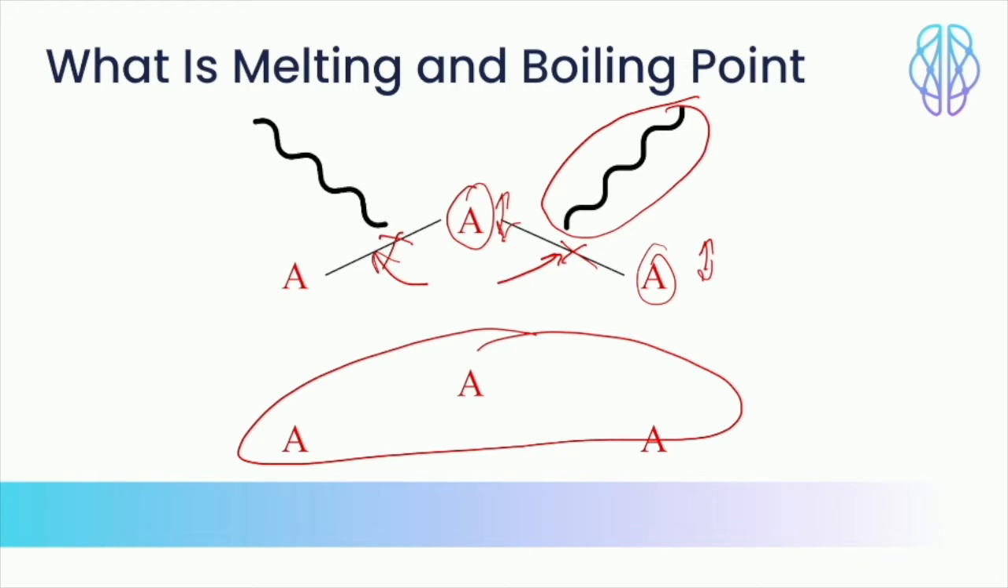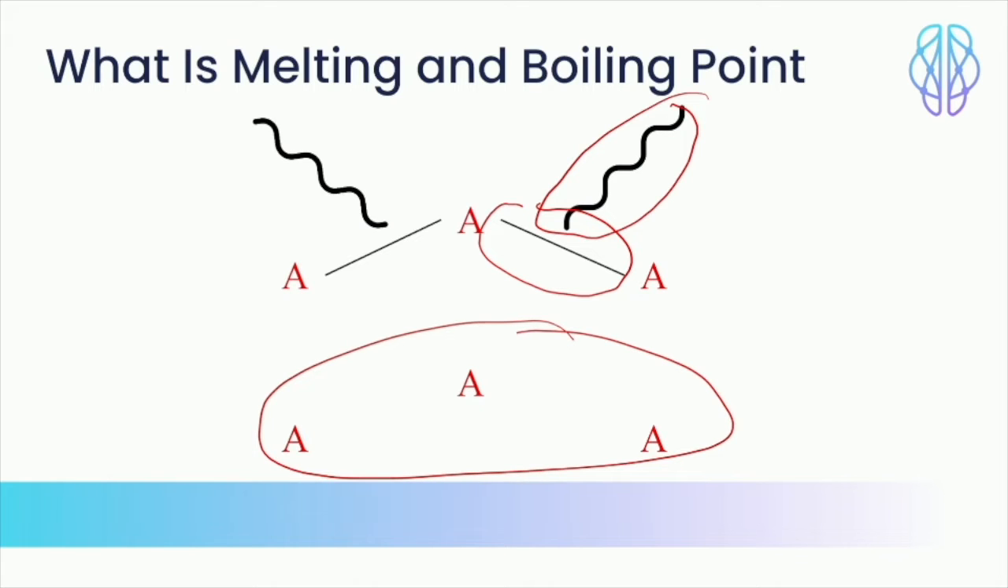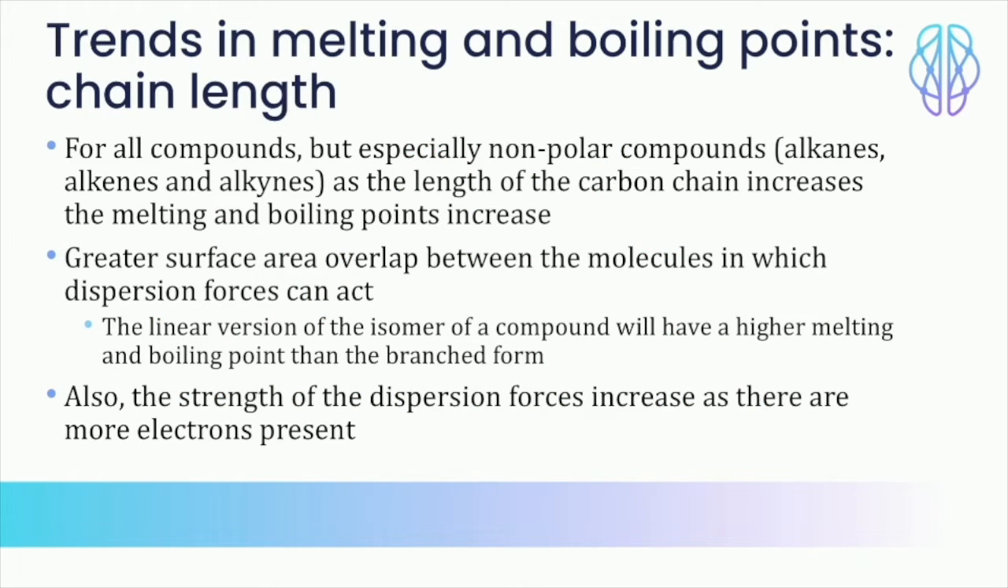So the take-home message is the stronger the intermolecular bond, the more energy or the more temperature we have to supply to break apart and cause it to melt or boil. So the first main trend that we need to go over in regards to melting and boiling point is that, especially for non-polar compounds, as the length of the carbon chain increases, the melting and the boiling points of the compound will increase. There are a couple of reasons why this happens.